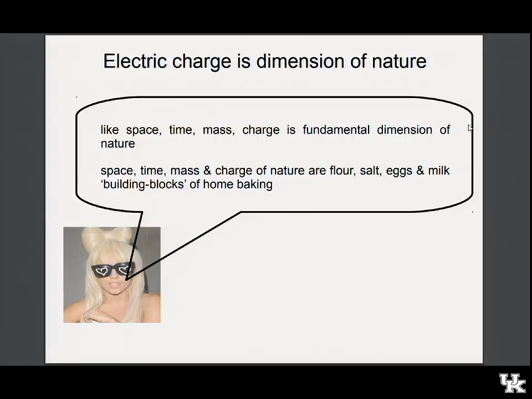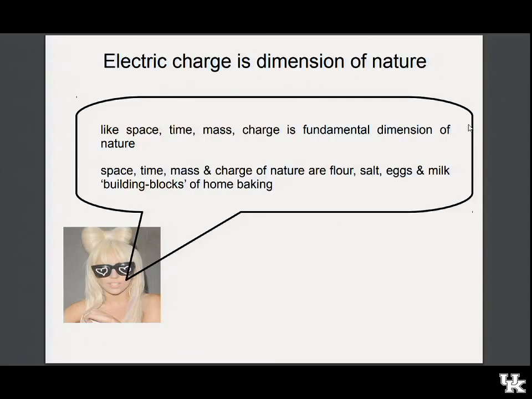So now space, time, mass, and charge are our new fundamental dimensions of nature that we're going to be working with. So that's, in a way, the difference between first semester and second semester general physics, is the fundamental dimensions of nature. We've now got four, they only had three. And the whole semester is going to be about that.